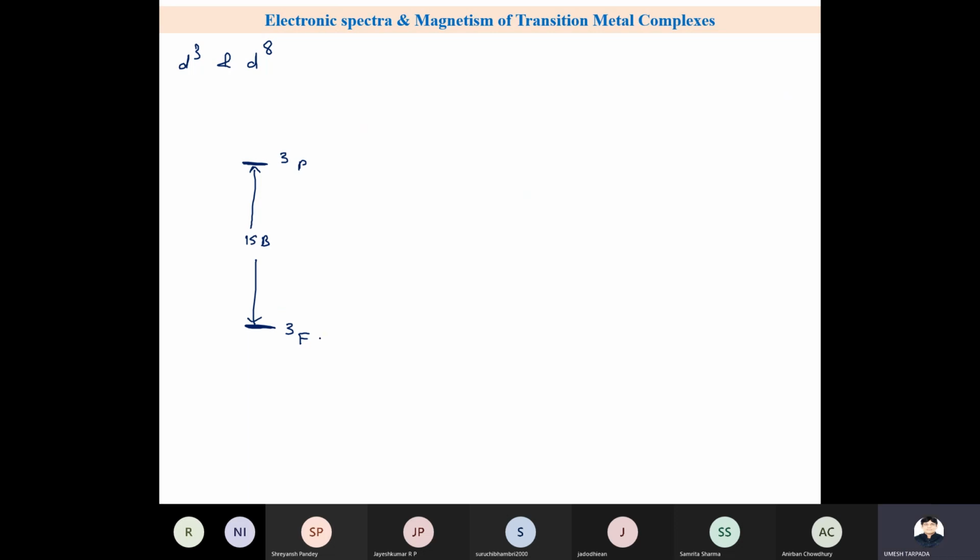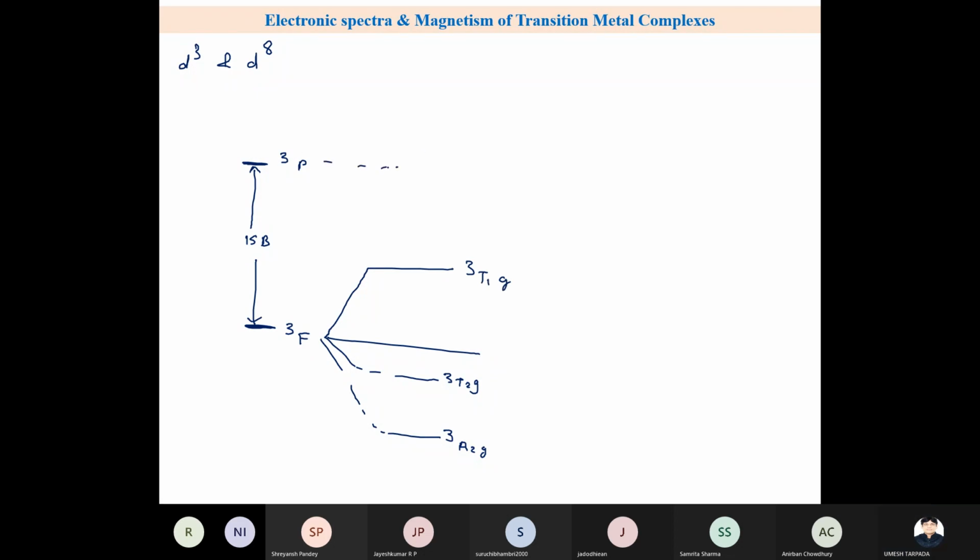But this is split into triplet A2G. Then here it is triplet T2G. This is the barycenter. You can have a triplet T1G. And here it is triplet T1G. Now see again, here the repulsive energy increases by X amount from the normal level.